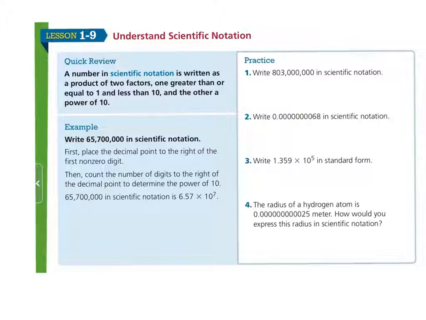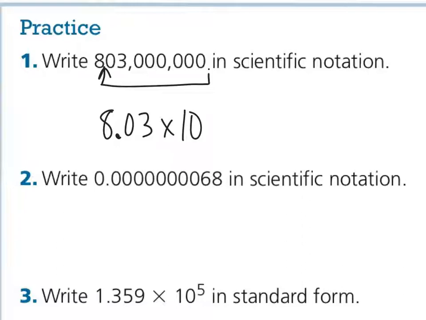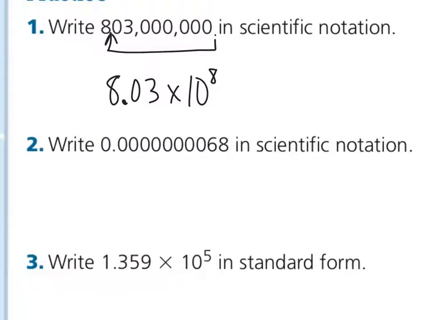Lesson 9, what we just looked at, writing in scientific notation. So number 1, decimals at the end, we'd like to have it after the 8. Remember, you have to write all the numbers until you get to where there's just zeros at the end. So we'd have to write 8.03 times 10 to the 8th power. We moved 8 spots. Number 2, same idea, we got to move until we get after something that's not a 0. This will be 6.8 times 10 to the negative 9th power. We moved 9 spots.